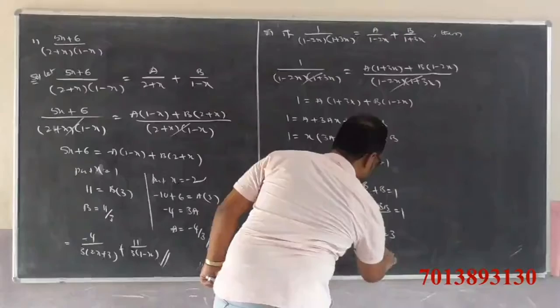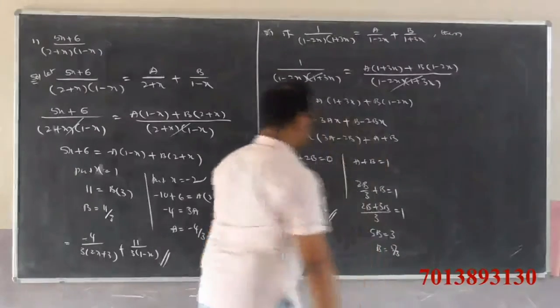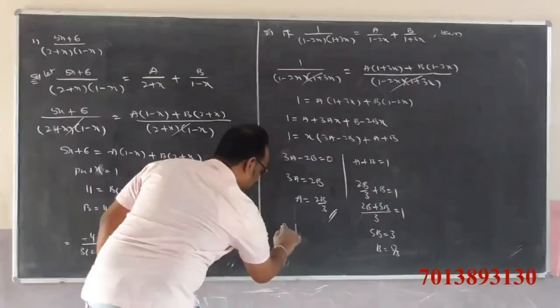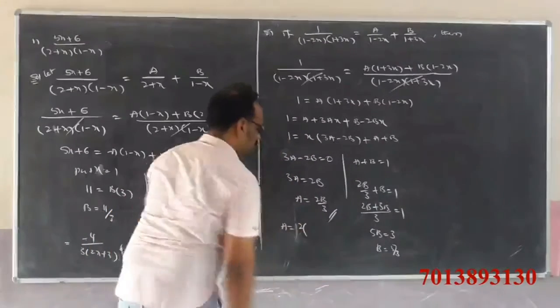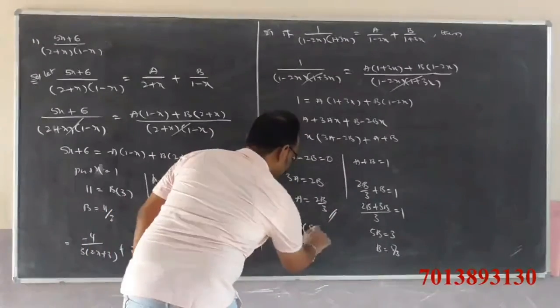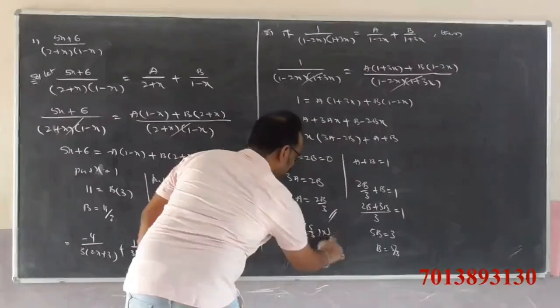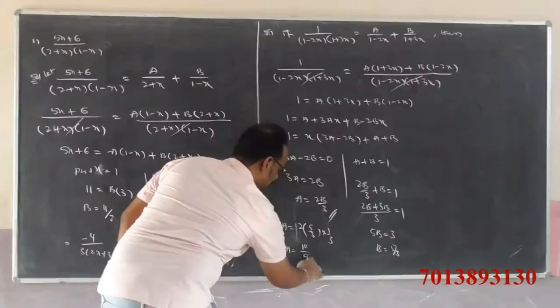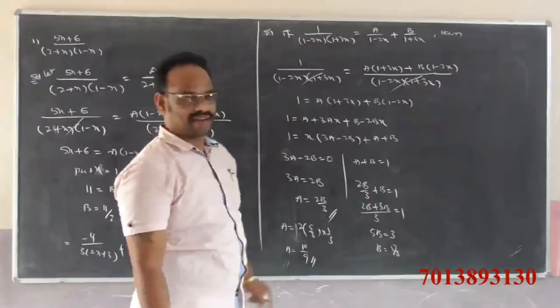5b is equal to 3, so b is equal to 5. We want the value of a. Substituting a is equal to 2 into b value 5 by 3 into 1 by 3, so the a value, 2 fives are 10 by 9. A value is 10 by 9.